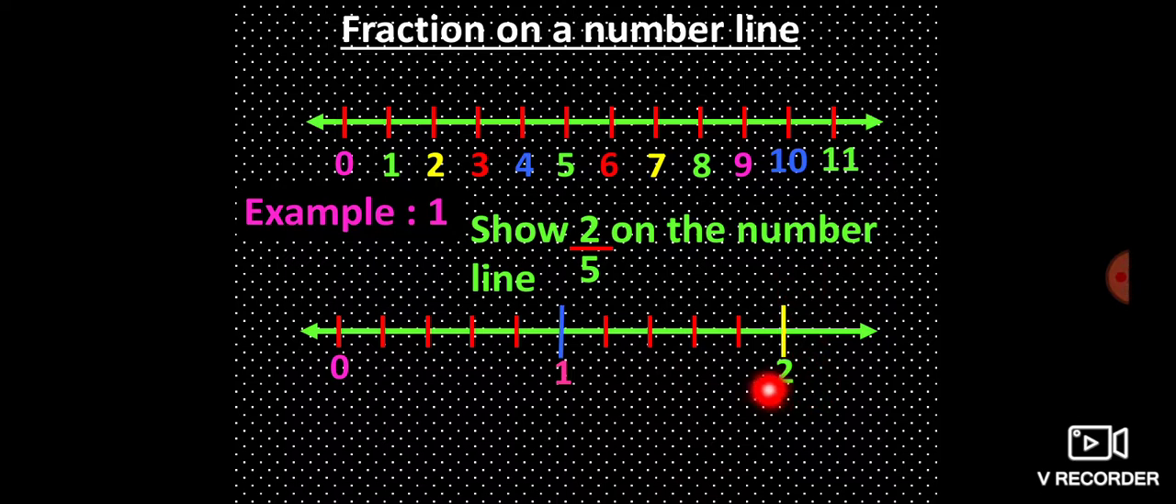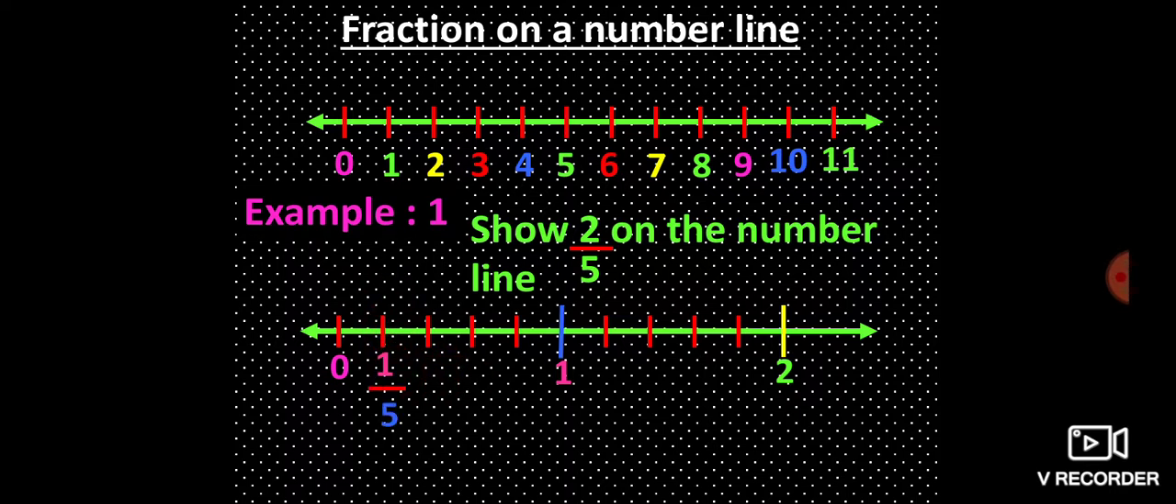Next 5, mark it as 2. First 5, 1. Second 5, 2. Third 5, 3. Just like that. So 2 by 5. We have to mark only 2 by 5. This part is 1 by 5. First part is 1 by 5. Second part is 2 by 5.